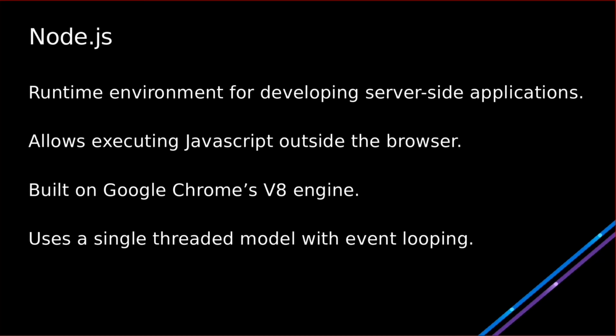Each browser has its own JavaScript engine, but Node.js is built on the Google Chrome's engine, which is the V8 engine. Now, Node.js is famously known for using a single-threaded model, which really helps to reduce the memory consumption, resulting in faster applications. And that is why Node.js is used for building high-performance applications.